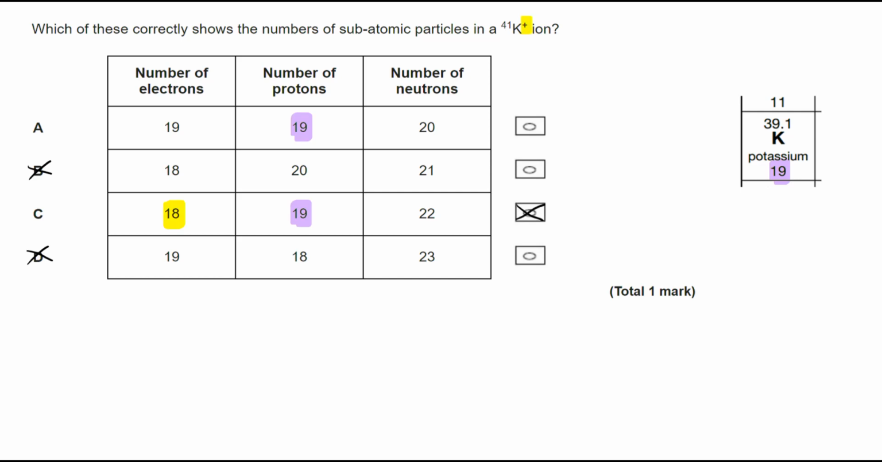Now, what else do we know? It's K+. So because it's a K+ ion, that means it's lost 1 electron. So my 19 protons and my 18 electrons will give me the K+ ion. And I could have worked out the 22 going from 19 to 41, but actually I didn't need to do that.